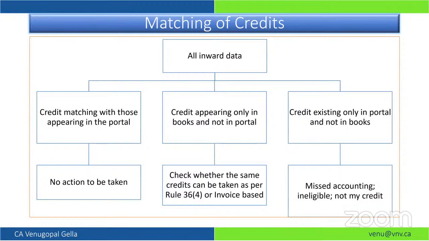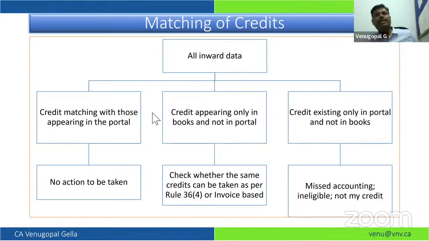Or there are credits which are there only in your books of accounts, that is only in your GSTR 3B and not there in the portal, that is not there in 2A. Or it could be there are credits that exist in 2A and you have not availed, you didn't even know a credit like this is appearing in your books of accounts. So these would be three different scenarios arising out of the reconciliation.